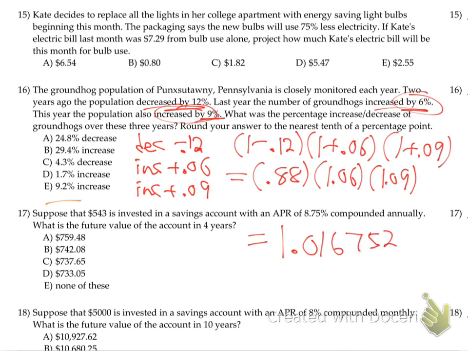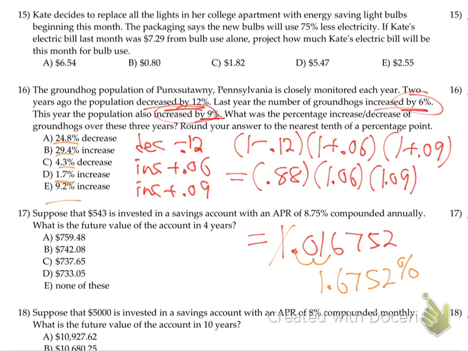I don't see 1 point over here. What do you do? Take the 1 away. Remember, you cut off the 1 because the 1 is just the original. You cut off the 1, move the decimal 2 places because we have to make it a percentage. See, all the answers are percentages. So it's 1.6752%. Now these are all rounded.